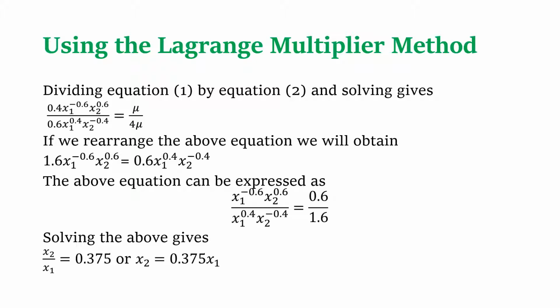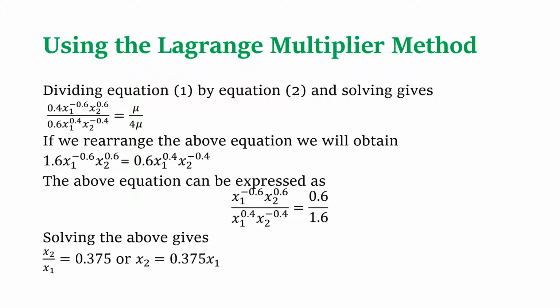So the term on the left-hand side, if we simplify that, we're going to have what? x1 to the minus 0.6 minus 0.4 gives us x1 to the minus 1, which is just 1 over x1. And then x2 to the 0.6 plus 0.4 gives us x2 to the 1. And x2 divided by x1 equals 0.375. And x2 is what? 0.375 x1.